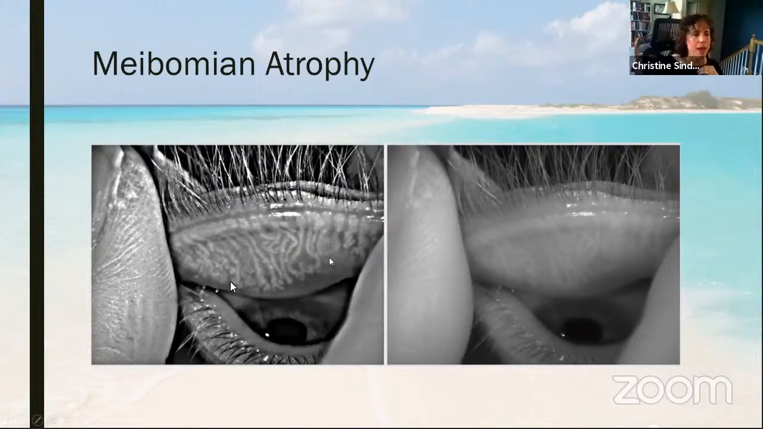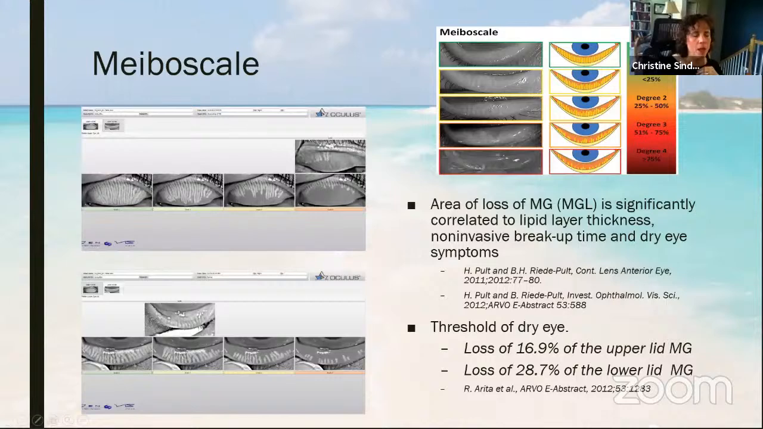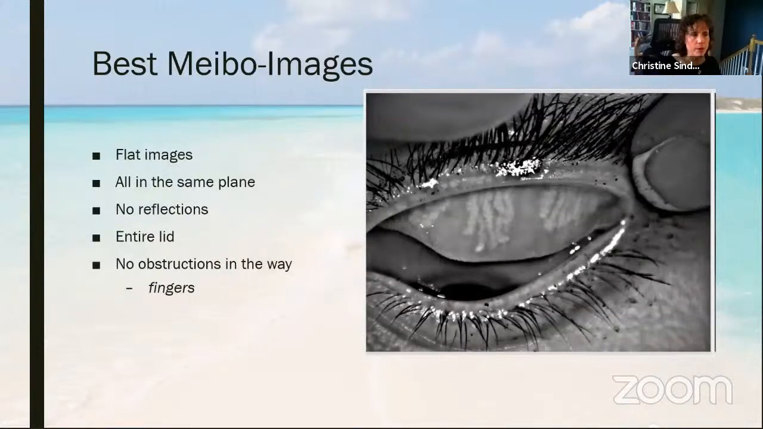Here's an example of some atrophy here where you can see where the gland was, but the gland is starting to drop out. And again, when the gland has atrophy, there's no functionality to it. There's many scales out there that you can look at that rate them on a scale of 1 to 4 or 1 to 10. I just tend to know where the dropout is and then discuss it with my patient appropriately.